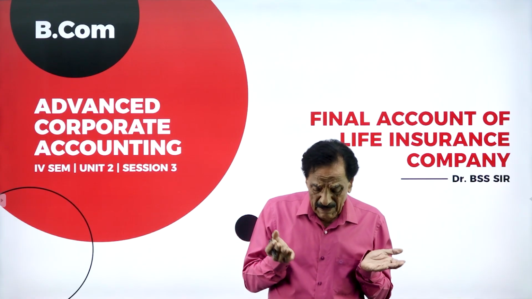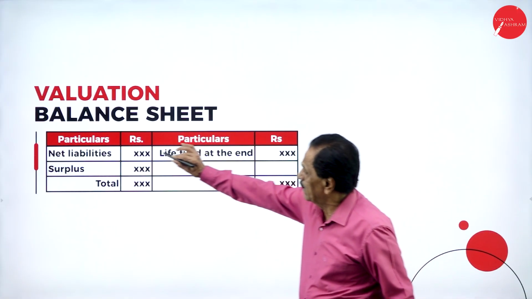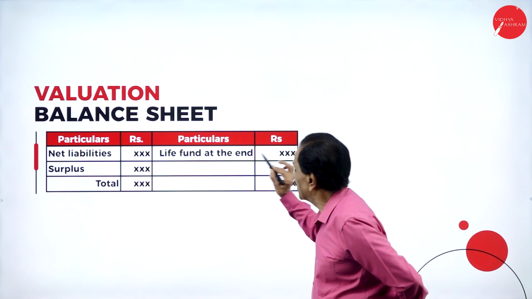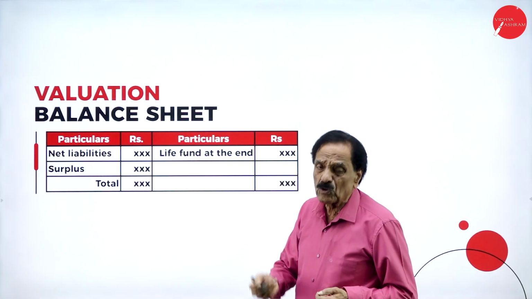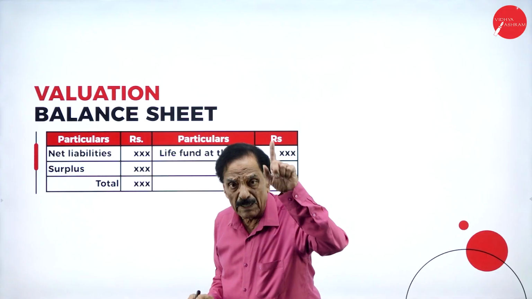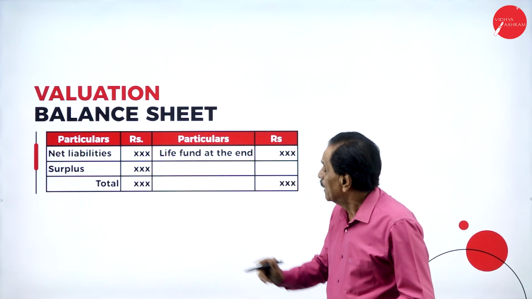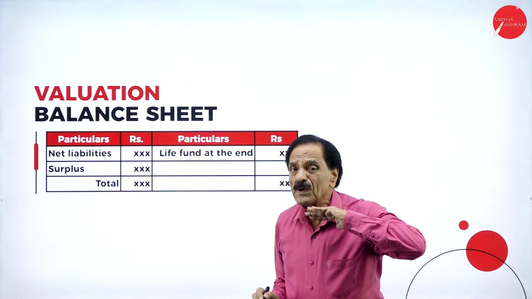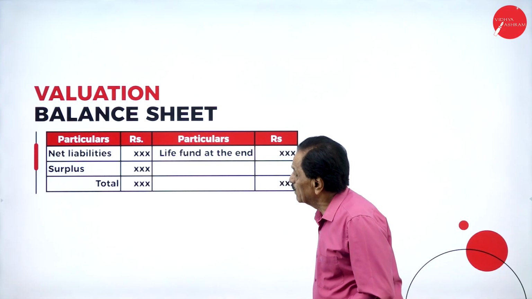Now, today we are going to discuss the valuation balance sheet. Here the format is: what is the life fund at the end? The accumulation of whatever premium is made goes to insurance and becomes a fund, the life fund at the end. What is the net liability at the end of the year? Whatever the difference comes, that is the surplus. I will repeat, life fund at the end, net liabilities, whatever the difference comes, that is the surplus. Now, move on to step number 2.